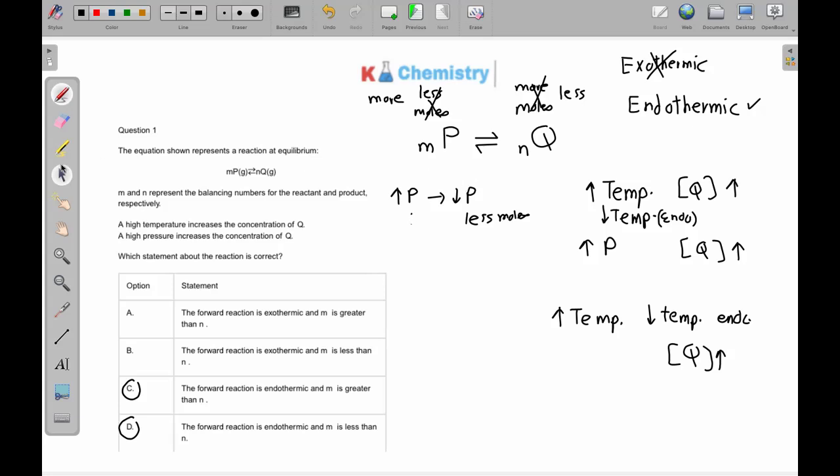So this means that the reaction is endothermic, and that there are fewer moles in Q than in P. Which means that our correct answer is: the forward reaction is endothermic, and M is greater than N, so M is more moles, which is correct. So C is correct and D is wrong.